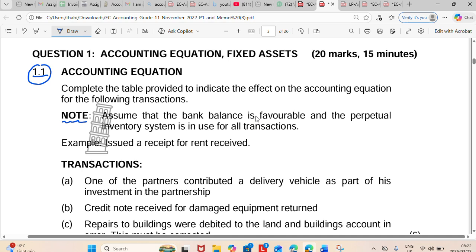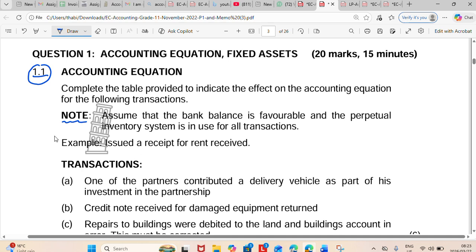Perpetual inventory system, guys, is the inventory system where we constantly, every time we make any sale, immediately update the value of the trading inventory. We don't wait. If we're buying trading inventory, we immediately update the value of the trading inventory. We don't wait. So we continuously update the value of trading inventory after each sale or after each purchase.